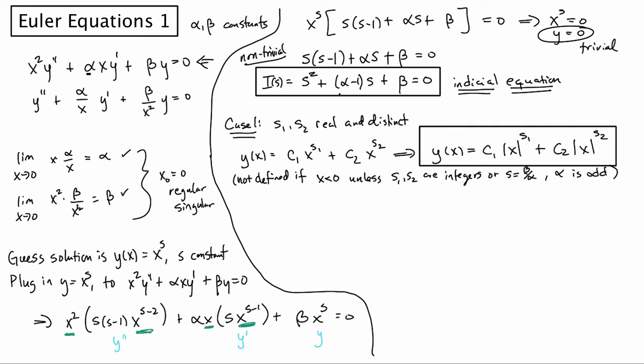Case 2 is if you have s1 and that's a real repeated root. Now, just like this gave me a fundamental set, absolute value of x to the s1, absolute value of x to the s2, we're familiar with this from the characteristic equation. We know that one of the solutions will be the absolute value of x raised to the s1. The question is, what does the second solution end up being? And I can find the second solution by doing reduction of order.